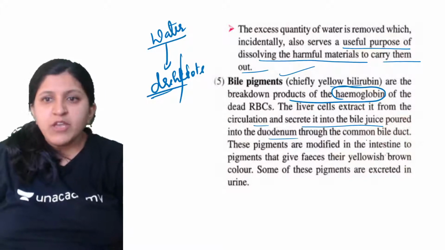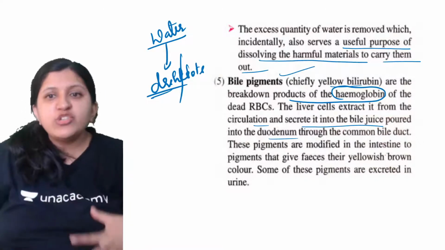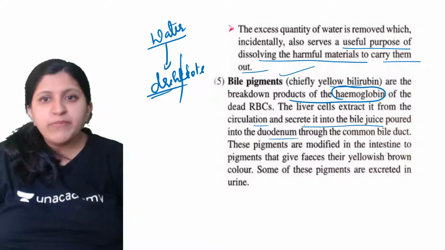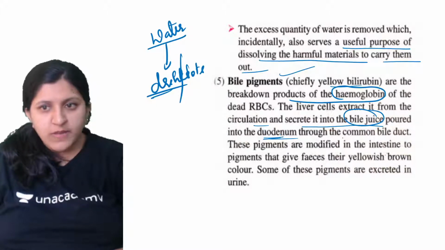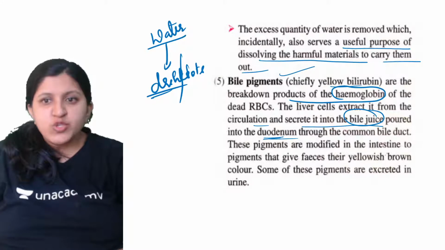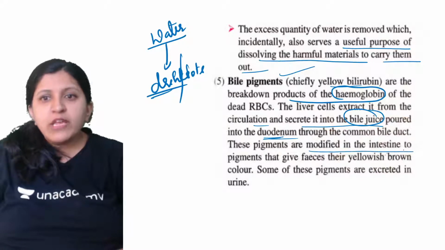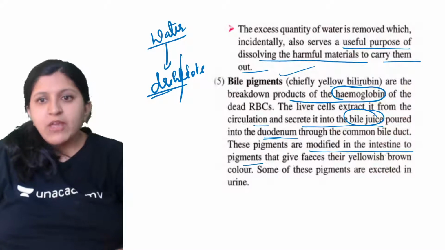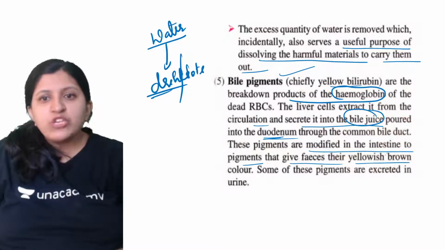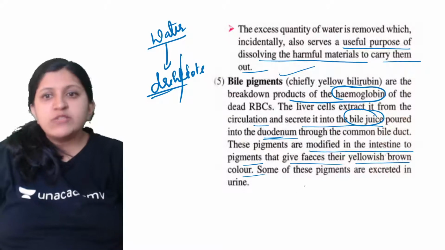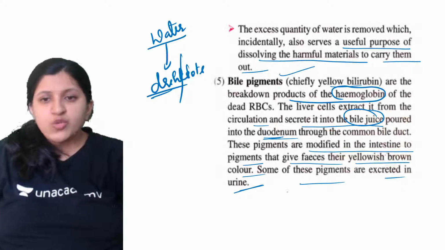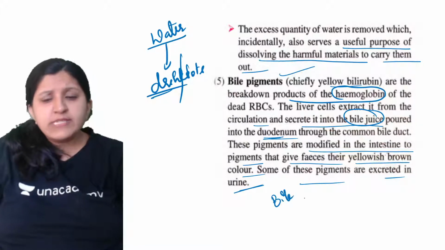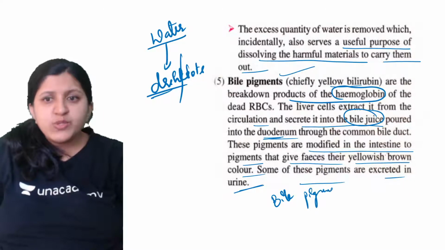So before digestion starts, the liver cells extract this, and the bile juice is given into the duodenum through the bile duct. These pigments are modified in the intestine to pigments that give the feces their yellowish brown coloration. Some of these pigments are also excreted in the urine, so we can find some bile pigments in the urine as well.